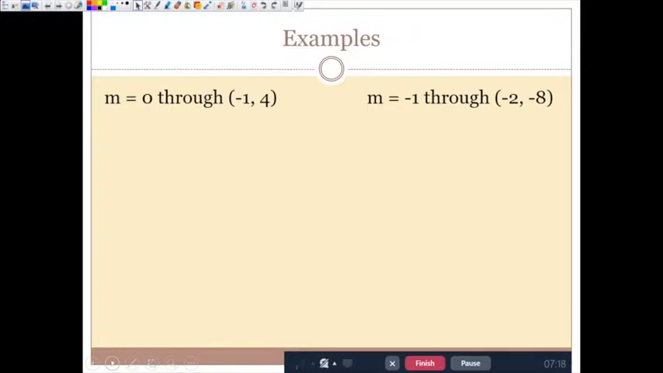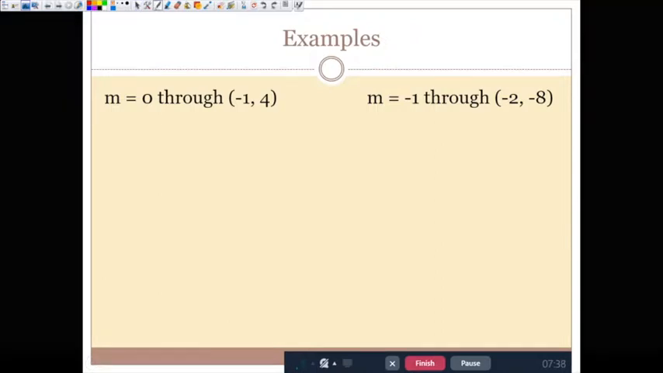Alright, so they give me my m, which is 0, and my point is (-1, 4). When I have a slope of 0, what does that mean? It's a special case where it's going to be a horizontal line. What is my equation when I have a horizontal line? y equals b, where b is my y-intercept, or my y value. What is going to be my y value in this case? 4. So y equals 4.